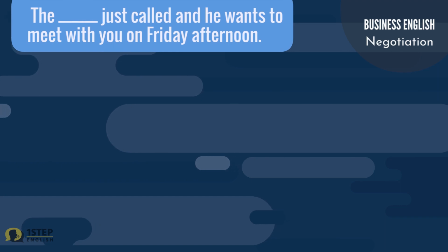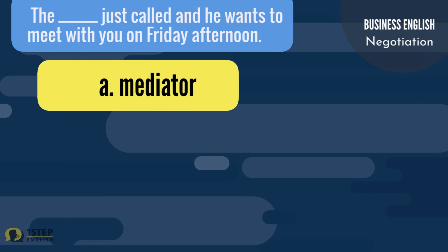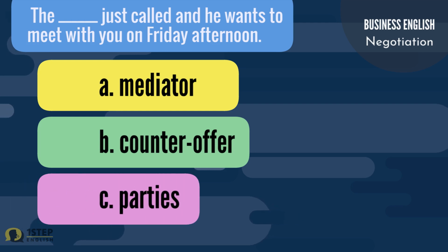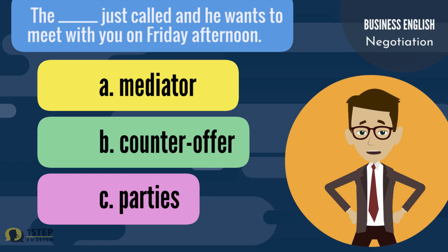The blank just called and he wants to meet with you on Friday afternoon. Letter A, mediator. Letter B, counteroffer. Letter C, parties. The correct answer is letter A, mediator. The mediator just called and he wants to meet with you on Friday afternoon.